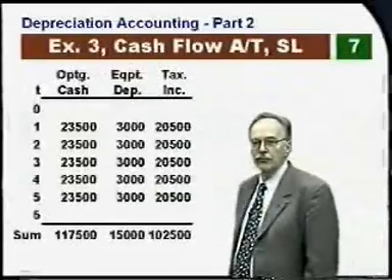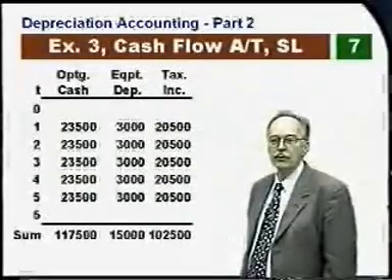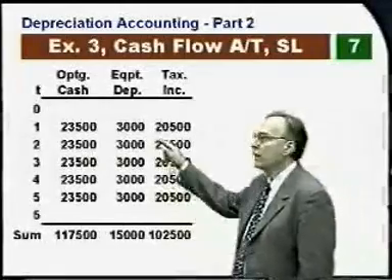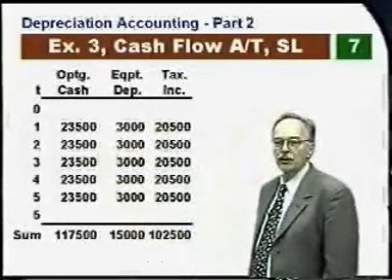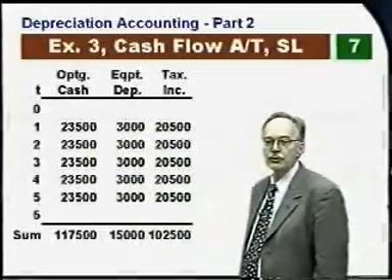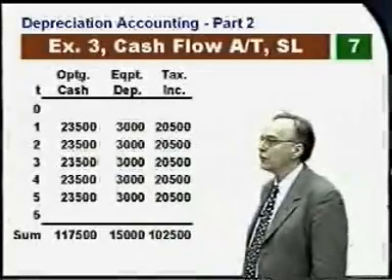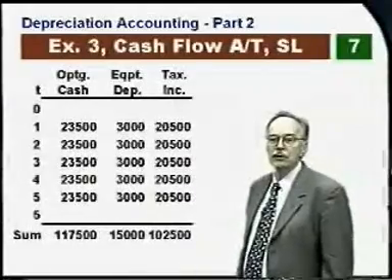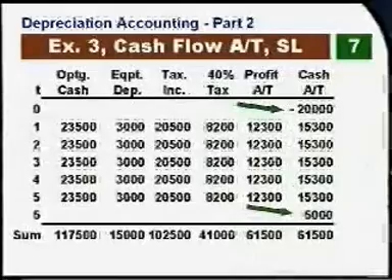In this portion of the table, for example 3, we've taken the revenues, which were $28,500, subtracted from that the labor and materials expenses to get what we call operating cash, and that's $23,500 for each year of our example. To obtain taxable income, we subtract from the operating cash the equipment depreciation expense. That's $3,000 each year, giving us each year the same amount, $20,500 taxable income. We then apply the 40% tax rate to that, giving us the income tax each year of $8,200. Profit after tax each year is $12,300.